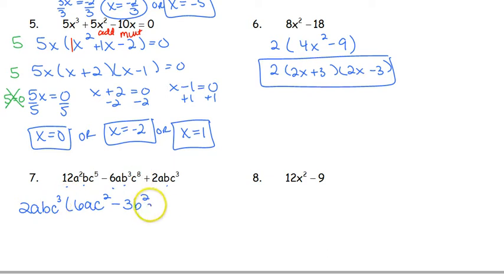8, I take 3 away. I've got 5c's. Bring down that plus. 2 divided by 2 is 1. A, I took out the only A.